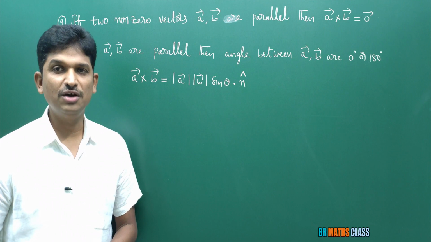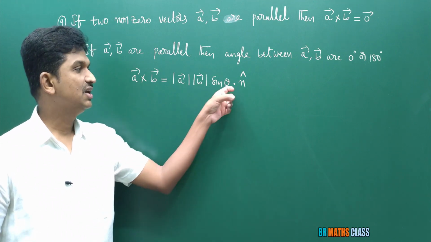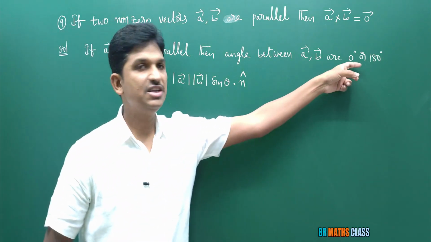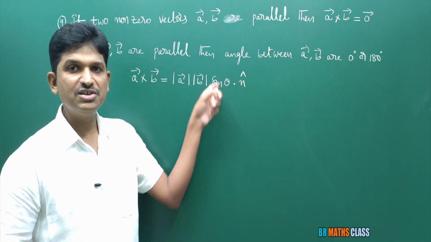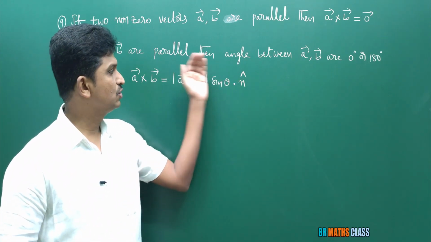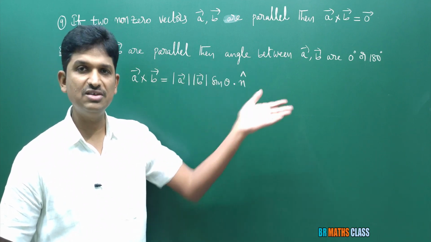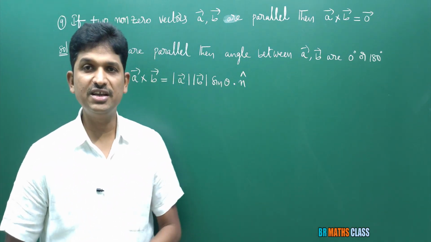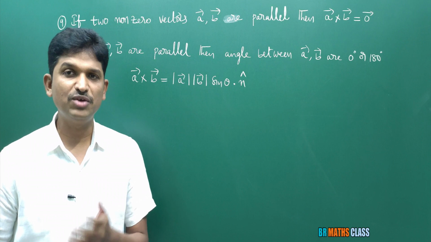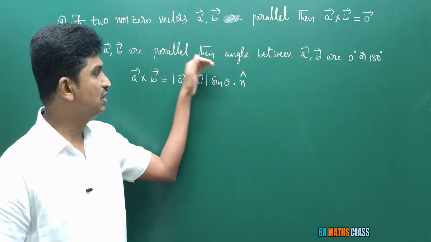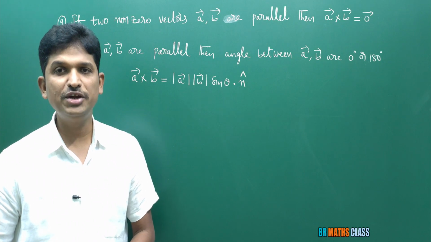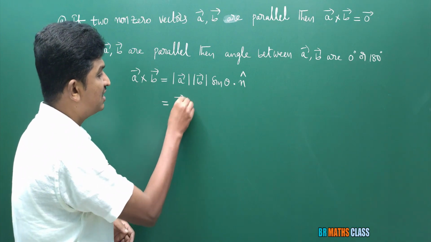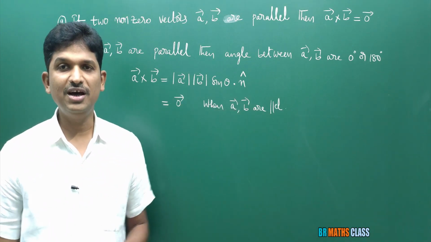This is the definition of A bar cross B bar. In this definition, here theta is there. Now, theta is the angle between the vectors A bar, B bar. Suppose the angle between these two vectors is 0 degrees. Sin 0 degrees is 0. So, this whole thing will become 0. 0 into n cap is 0 bar. Suppose the angle between these two vectors is 180 degrees. From the trigonometry table, we know that sin 180 degrees is also 0. So, this whole thing will become 0, and 0 into n cap is 0 bar. What is the cross product of these two vectors? The cross product of these two vectors is 0 bar when A bar, B bar are parallel.